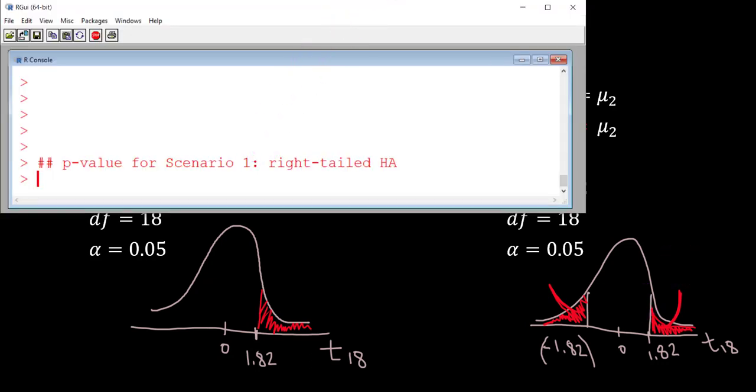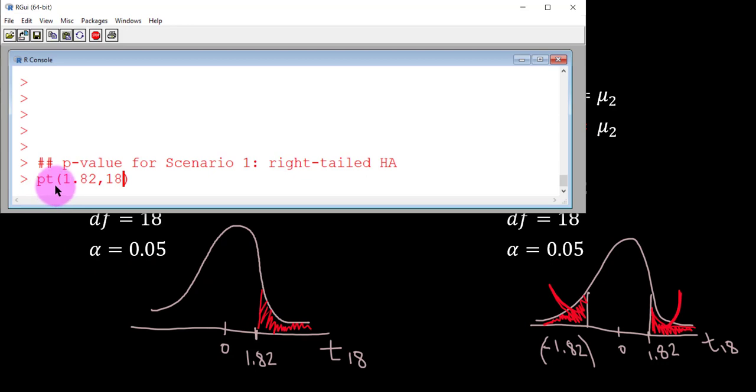I have my screens organized here so I can look at my diagrams while I use R. Let's find the p-value for this scenario on the left, which is for a right-tailed test. We want the probability, so we need to use pt. The test statistic is 1.82. That's our t-value. The degrees of freedom was 18. This is not correct yet.